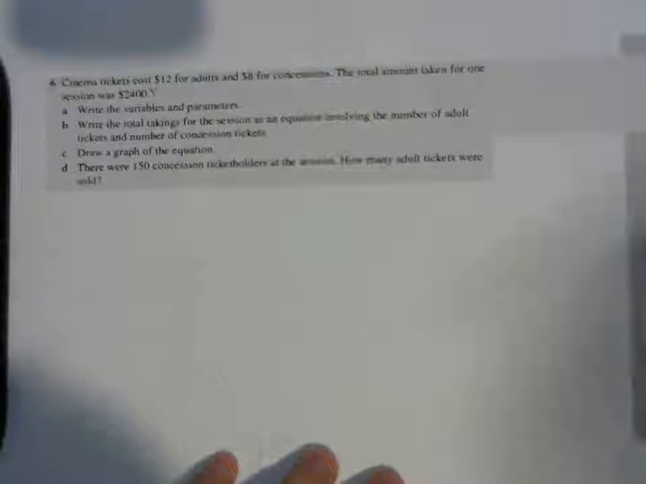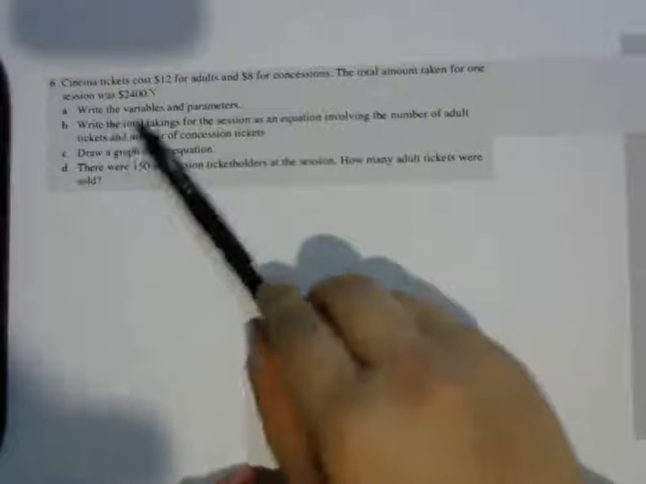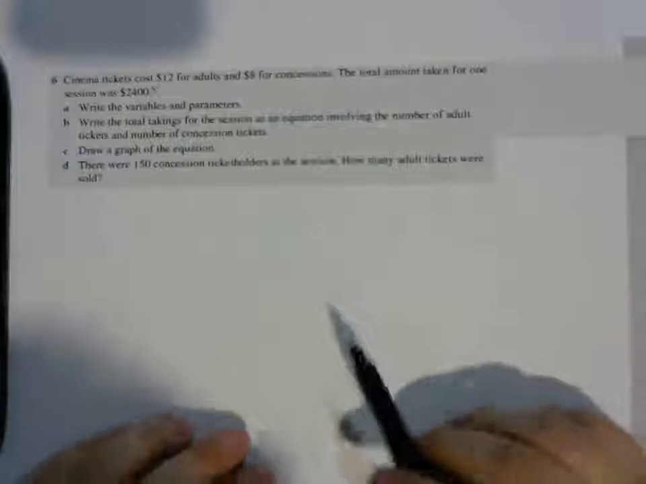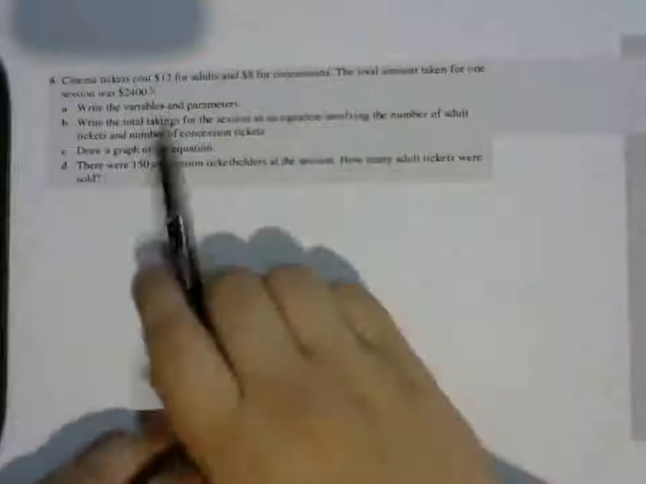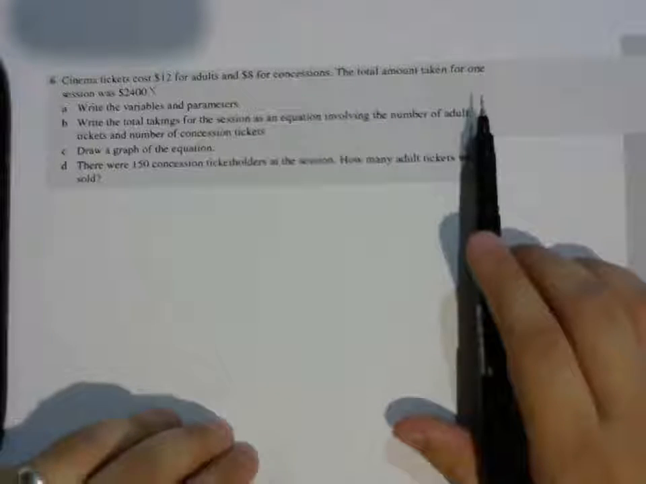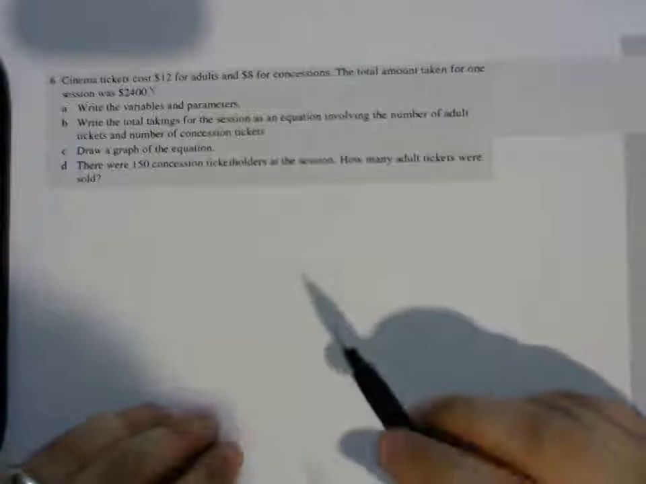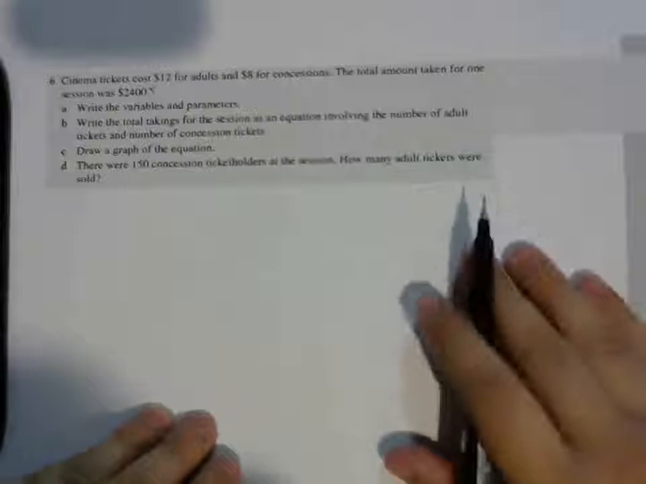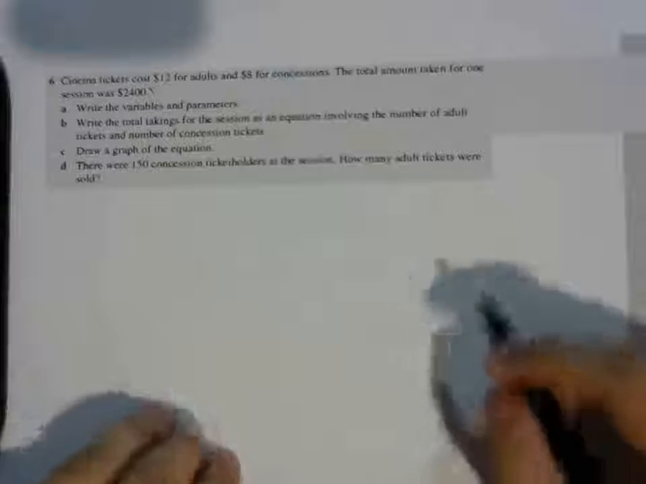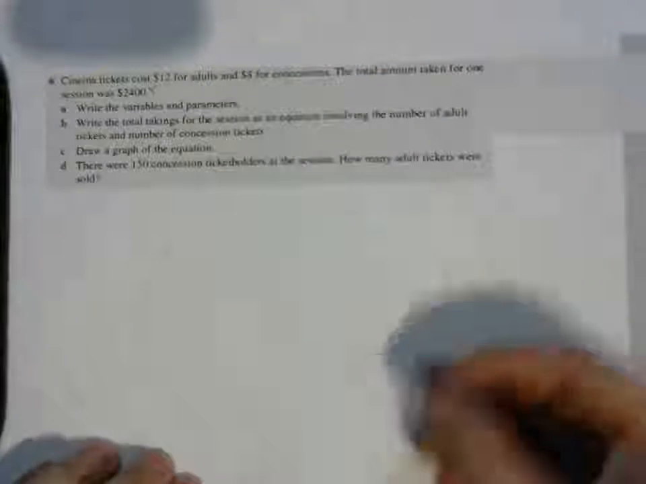So here we've got our problem. We've got a cinema which sells tickets for $12 to adults and $8 for concession. We're going to have to use that information to figure out our equation, and then use the value for one session to be able to draw a graph. So we've got multiple steps going on here, and we've got to be careful that we don't stuff that up. So we'll start with our variables and parameters.